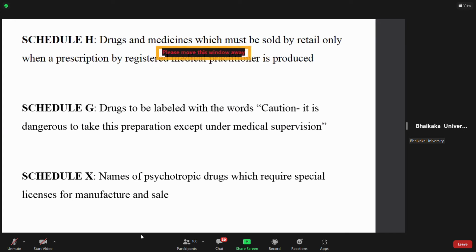Schedule X, certain psychotropic drugs which require special licensing for manufacture as well as for selling. So you need to remember these three schedules that may be asked in your exams.